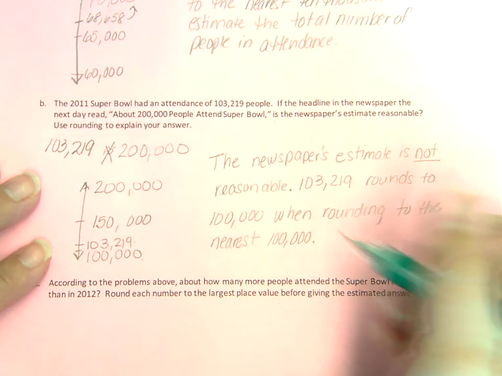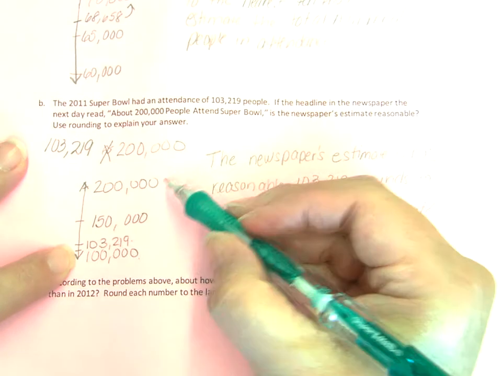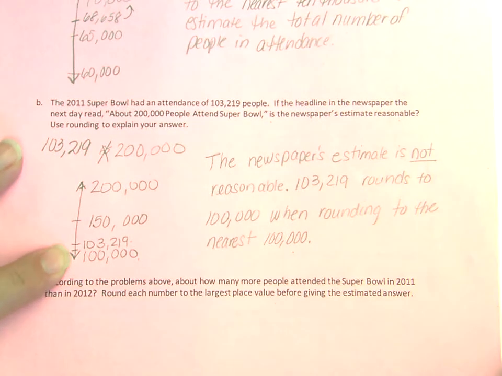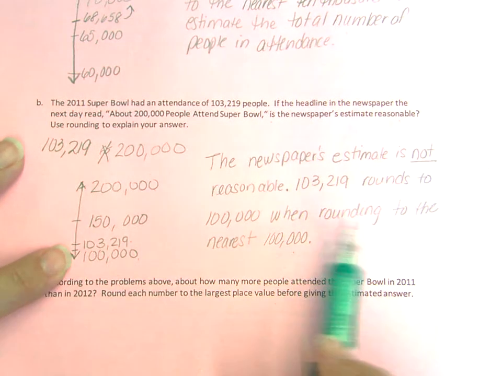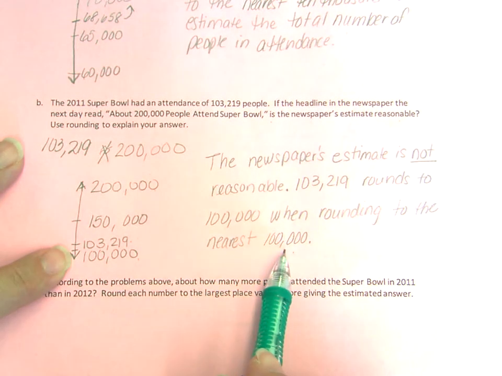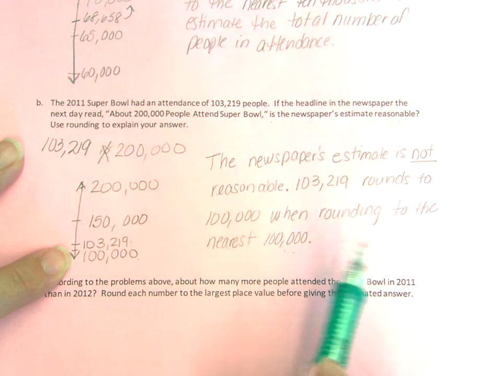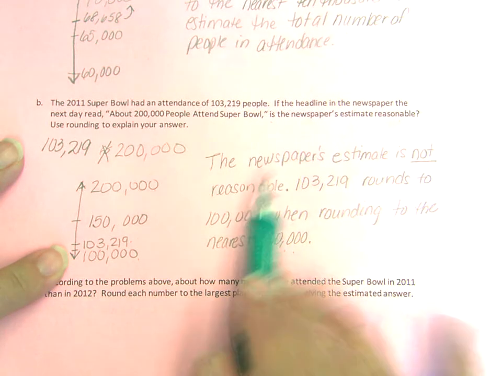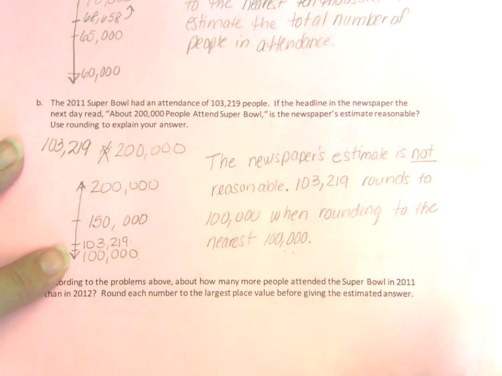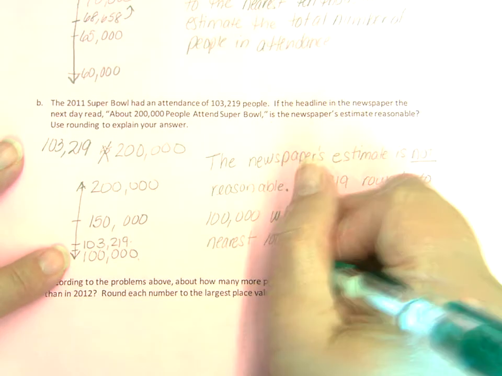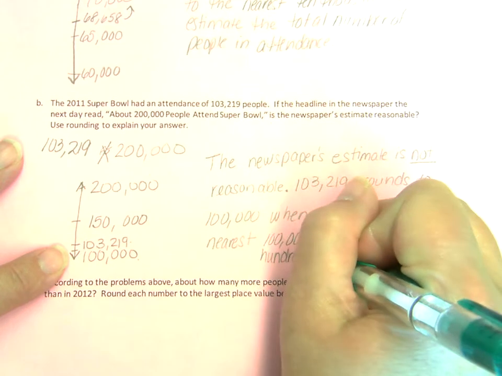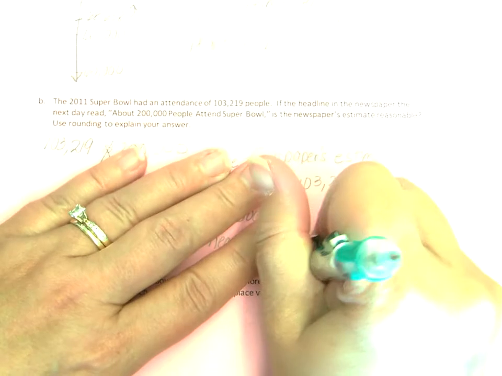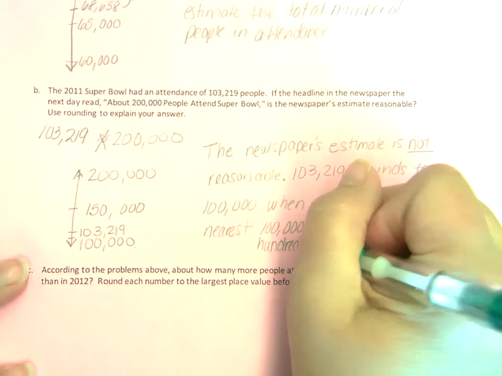Now, what if we weren't rounding to the nearest 100,000? Would this answer have been right if we were rounding to the thousands place? No, it wouldn't have been right. So, when rounding to the nearest 100,000s place, the estimate is not reasonable. And actually, I probably should have written this out as hundreds place. 100, oh goodness me, it's late in the day today, friends. 100,000s place.